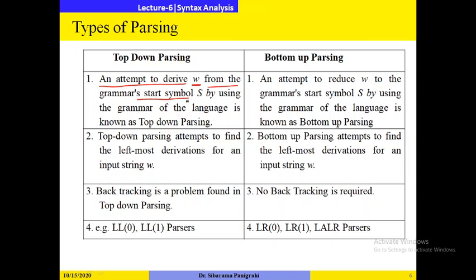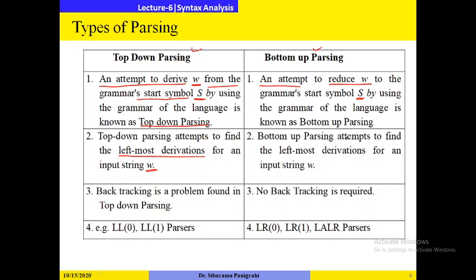So in top down parsing, an attempt to derive W, means the target string, from the grammar's start symbol by using the grammar of the language is known as top down parsing. Whereas in case of bottom up parsing, an attempt to reduce the target string. So here first we will take the target string or target program, then we will try to reduce it to the start symbol. Whereas here you will try to derive the target string by starting from the start symbol S. Okay, so this is called as bottom up parsing, this is called as top down parsing. So in top down parsing, attempts are made to find the leftmost derivation for an input string W. So in the last lecture I have told you what is leftmost derivation.